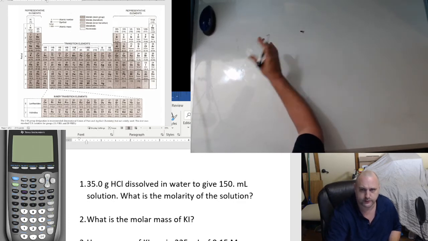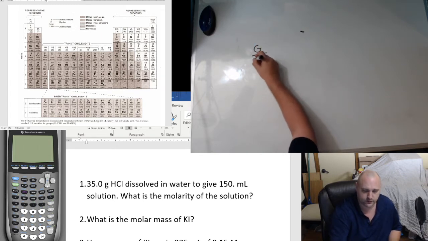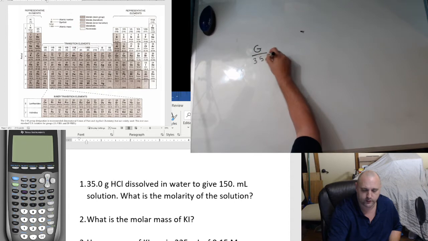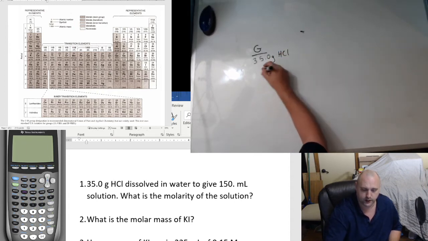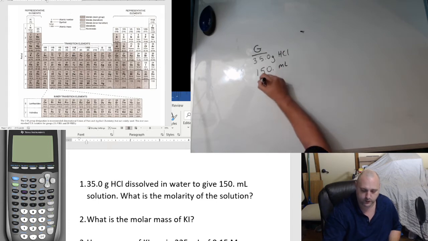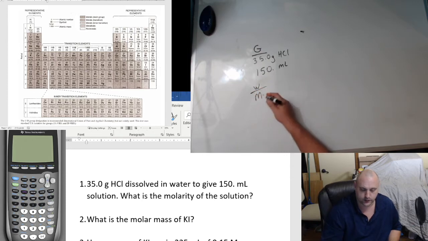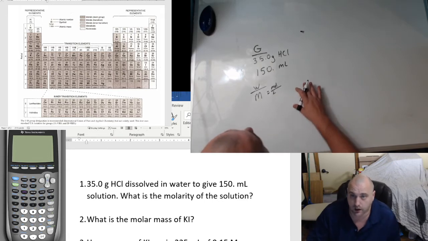All right, so starting off, I've got number 35. Ooh, a word problem. Let's practice doing word problems. I'm going to make a list of what's given: 35.0 grams of HCl dissolved in water, and I have 150 milliliters. That decimal is important. And what does it want? Molarity, right? Molarity is moles of solute over liters of solution. That's not too bad.